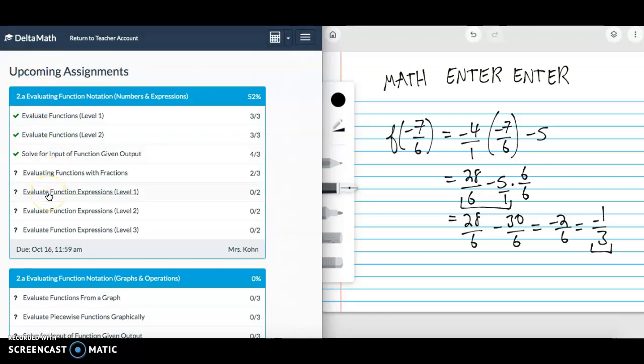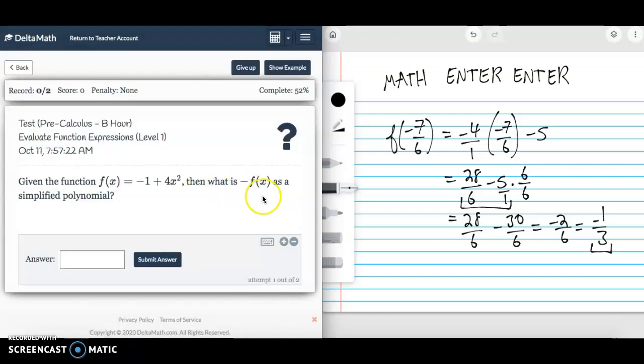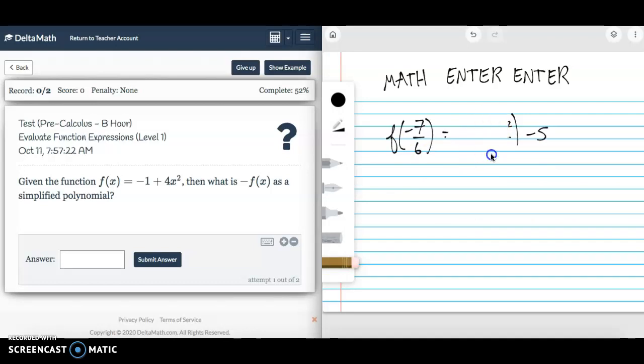Cool. All right, for the next 3, you're evaluating your function expressions, but this time you're not necessarily plugging in numbers. You're just applying an operation either to the input or to the output. So for example, f of x equals negative 1 plus 4x squared, then what is negative f of x? So basically it's saying if I applied a negative to this whole function, what would my answer be? So negative f of x would be the same thing as if I applied a negative to that whole function. And then make sure you distribute your negative. So negative, negative 1 gives me a positive 1. Negative times 4x squared would give me negative 4x squared.